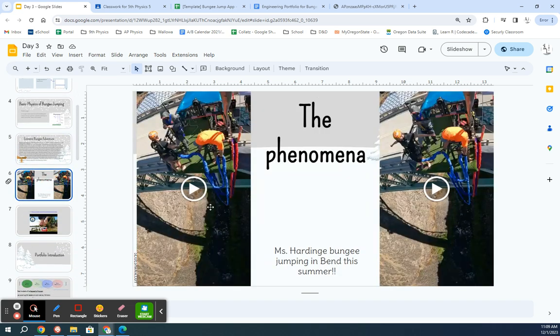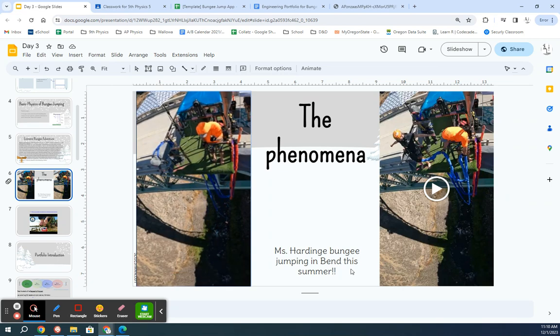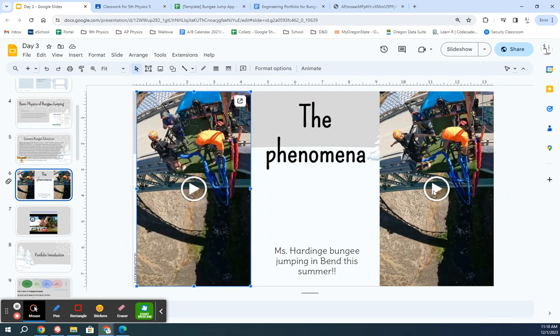Now, we've got some more videos to kind of show you guys. So this is Miss Hardinge, who's just down the hall from us, and she's a physics teacher. And this is her bungee jumping this last year over the summer. That's her going down backwards. And then this is her going facing forward.